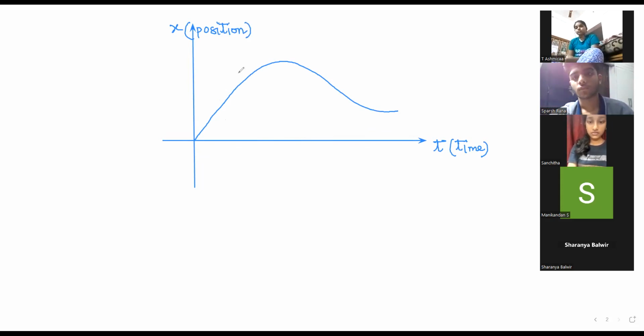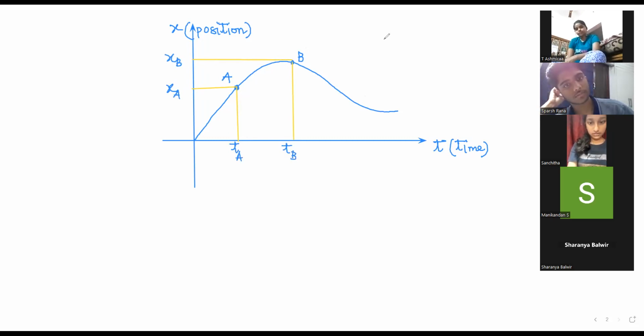Now, if I ask you to find the average velocity between these 2 points, A and B, first of all you will get the coordinates of these 2 points. Let's call this xb, this xa, this ta, and this tb. All of you understood it or not? Now draw this secant. So this is the secant to the curve.